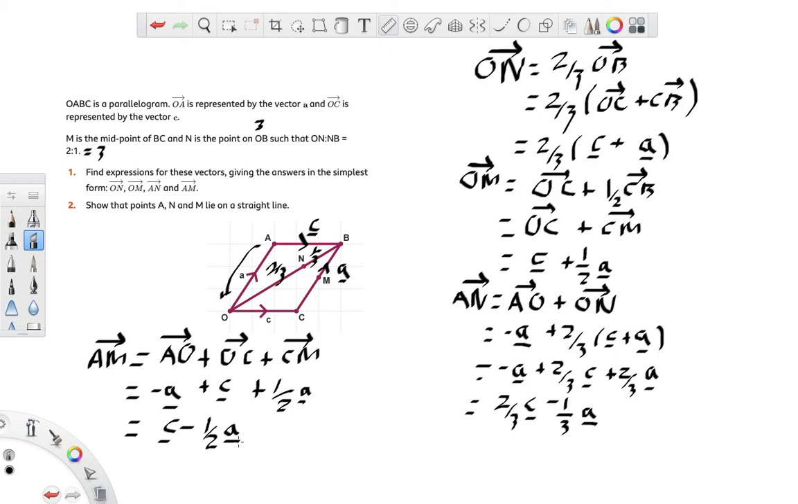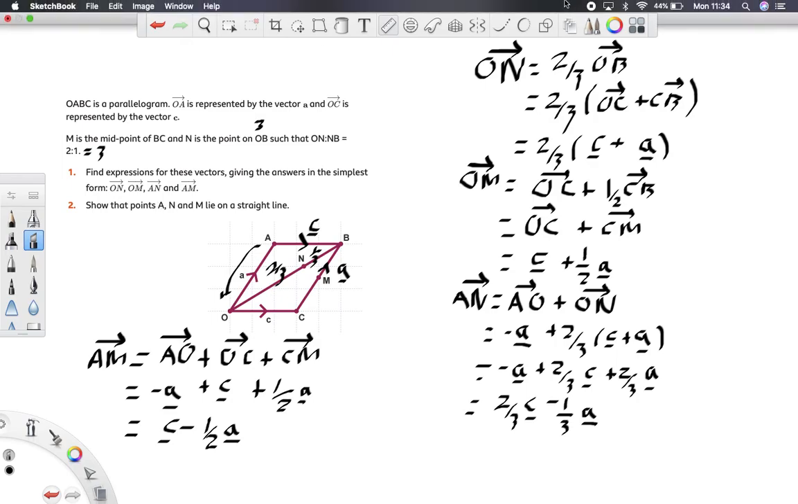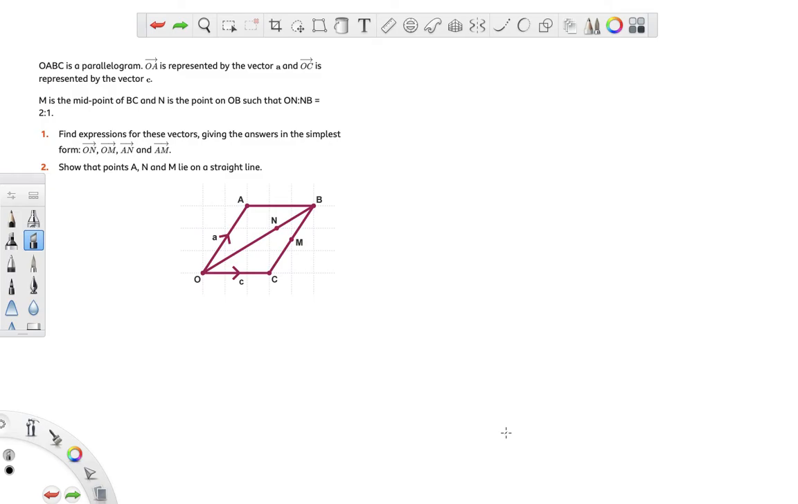And now we're going to look at part 2 of this question. Show that the points A, N and M all lie on a straight line. So this is the second part of this question. Well, what does that mean? It means that it wants us to work out and show that the line I've just drawn here is indeed a straight line. Well, how are we going to do that?